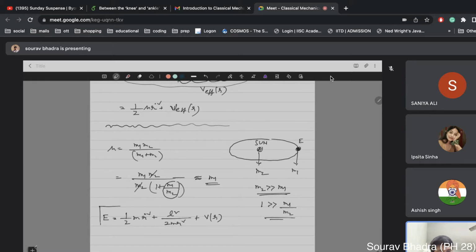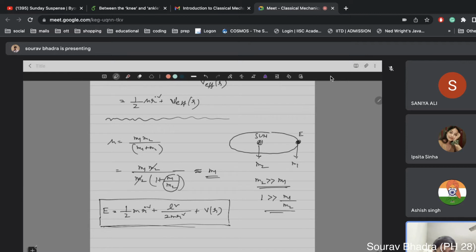So this is a very important result, because generally we deal with solar system like problems in central force, and in that case one mass is very much larger than the other mass, and that's why we use this approximation where m is the mass of the lighter object. Okay, so this is an approximation.